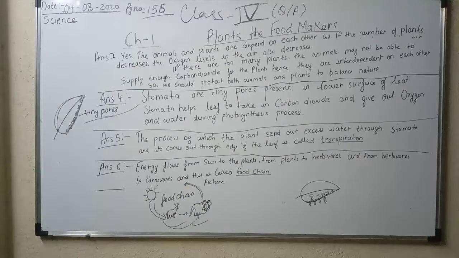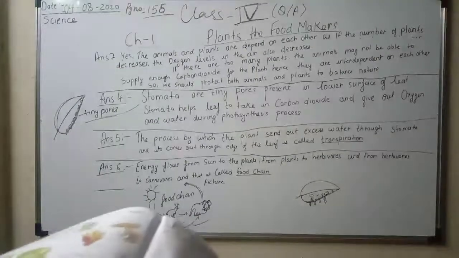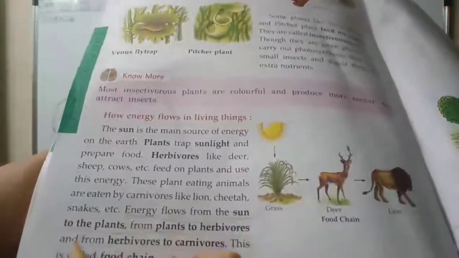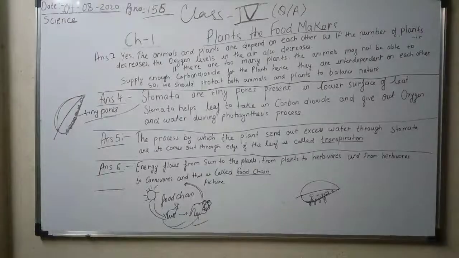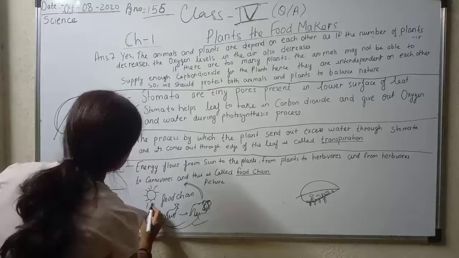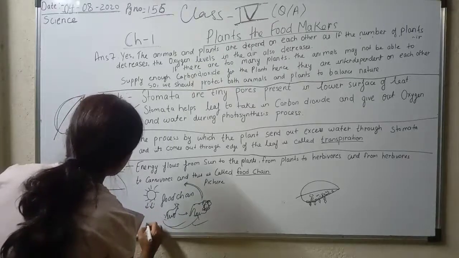Everything is written in your book, so you can copy it from there, on page number 152, the last paragraph. Energy flows from the sun to the plants, from the plants to the herbivores, and from herbivores to the carnivores. This is called the food chain. Now you also have to add the image given in your book. The sun's energy falls on the plant. The sun's energy is absorbed by the plant here.